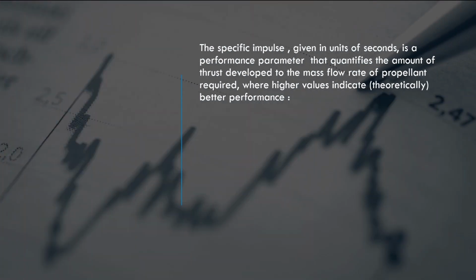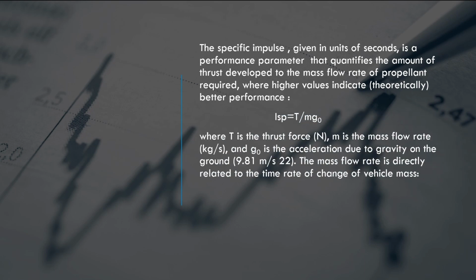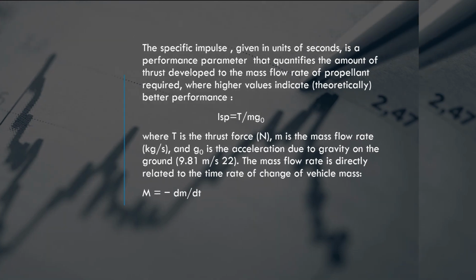The specific impulse is a performance parameter that quantifies the amount of thrust developed relative to the mass flow rate of propellant. It is given by Isp equals T by m g naught, where T is the thrust force. The mass flow rate is directly related to the time rate of change of vehicle mass. It is given as m dot equals minus dm by dt.